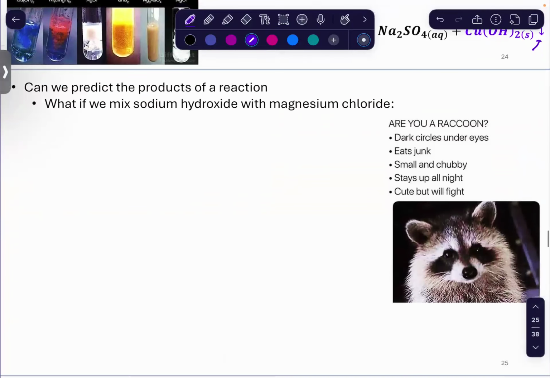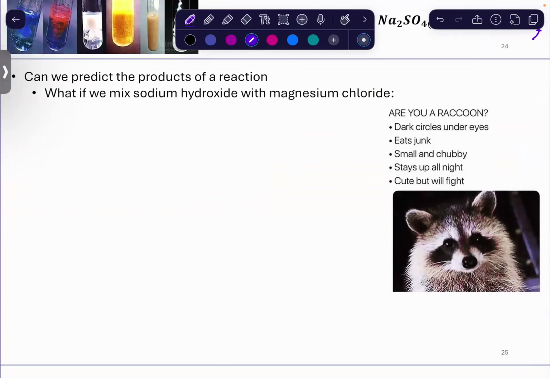So then the question is, can we predict the products of a reaction? So what if we mix sodium hydroxide with magnesium chloride? Now, you see how I asked this question here? You're going to want to make sure you're still working on your naming and writing formulas from names, because I will ask questions in this way. Okay, so for mixing sodium hydroxide with magnesium chloride.